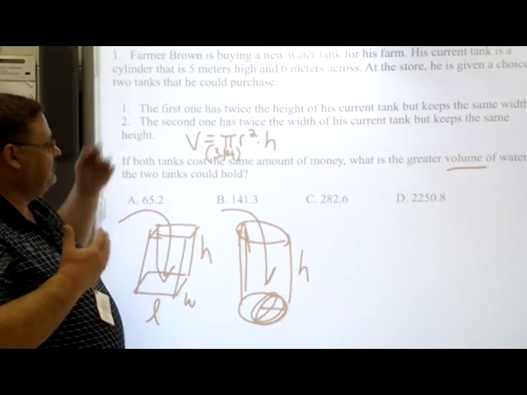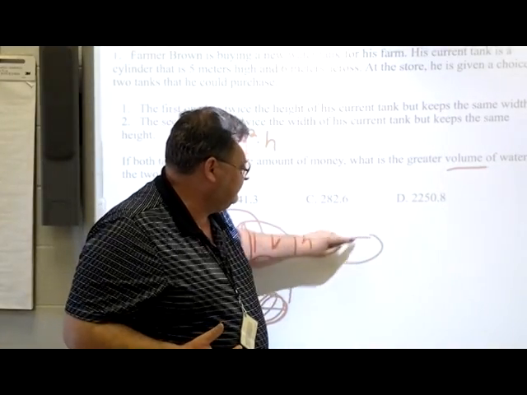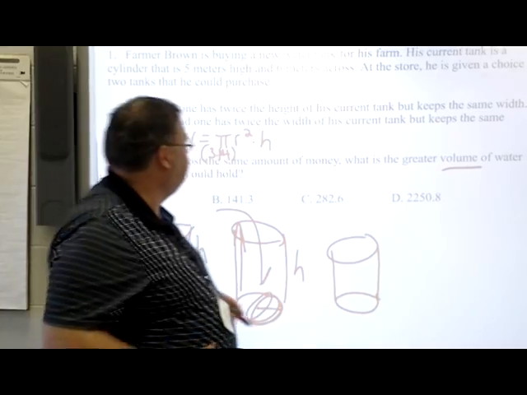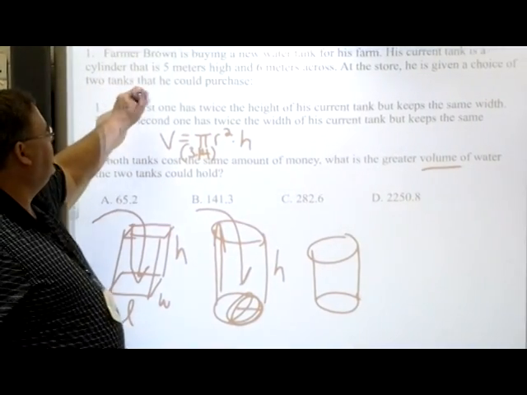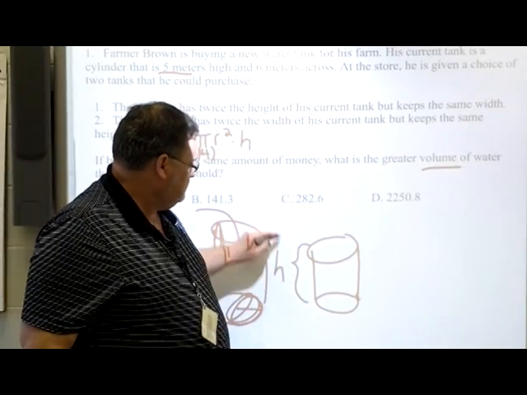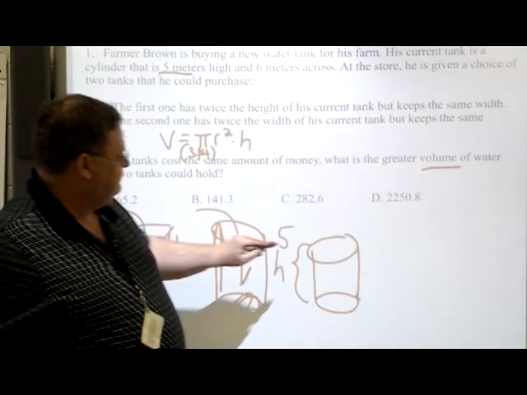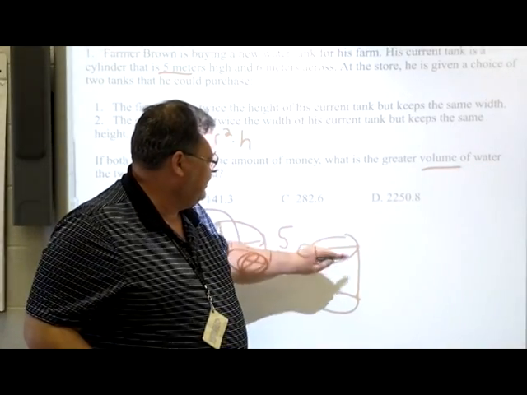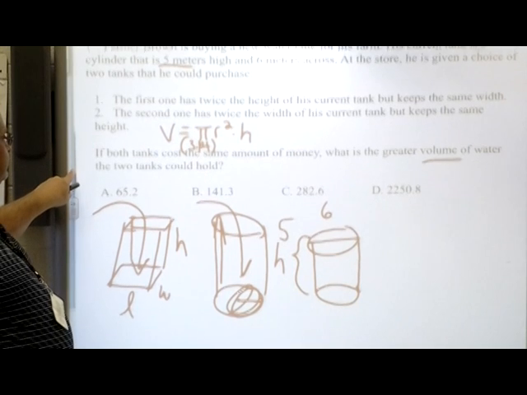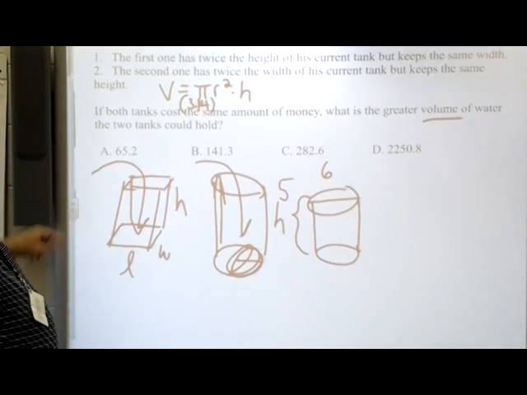So the first thing I'm going to do is probably talk about the very first tank that the farmer already has, so I have some kind of comparison. And in the problem we notice that it's 5 meters high. Okay? And 6 meters across. And so that would be its diameter all the way across, 6 meters. And that's going to give me a reference point as I move on to the other two tanks.